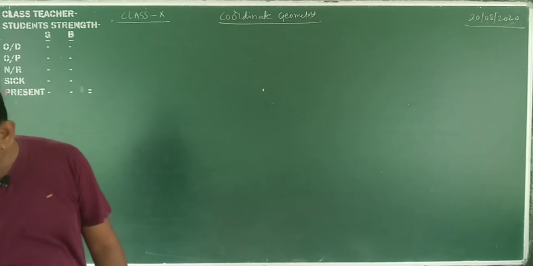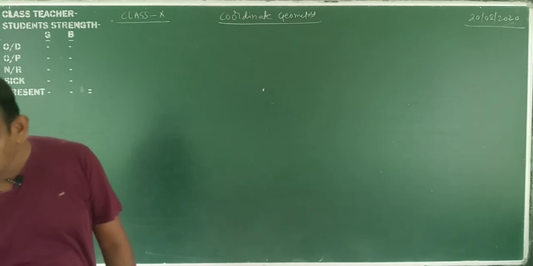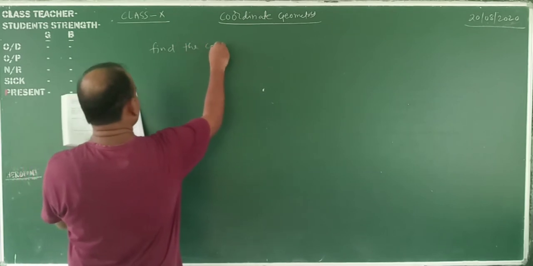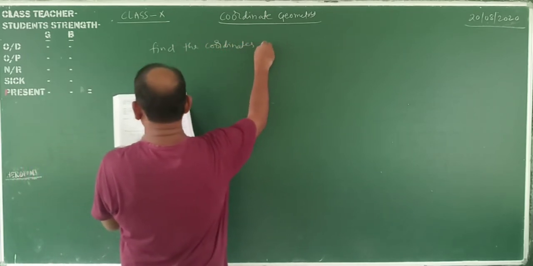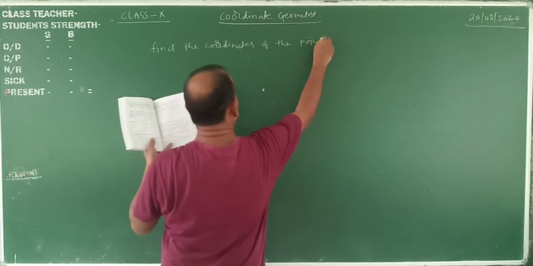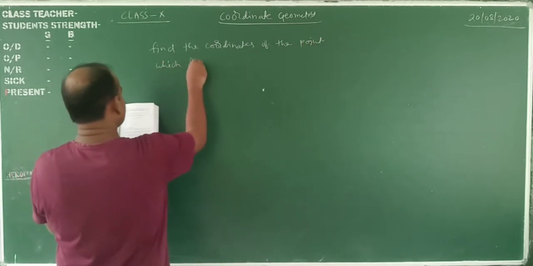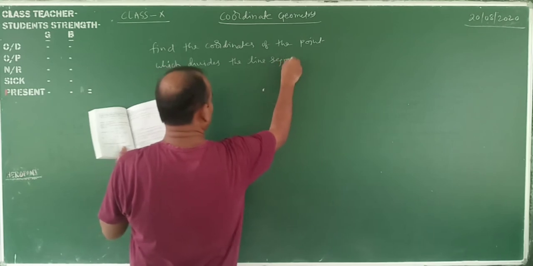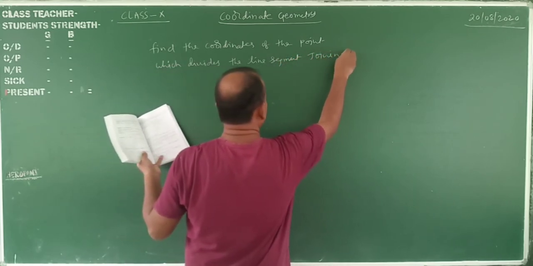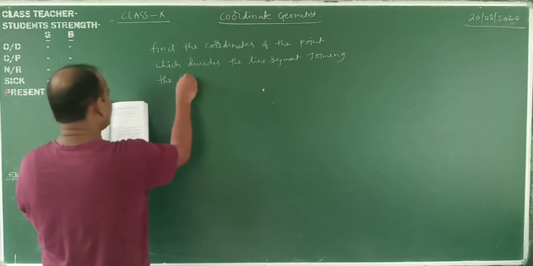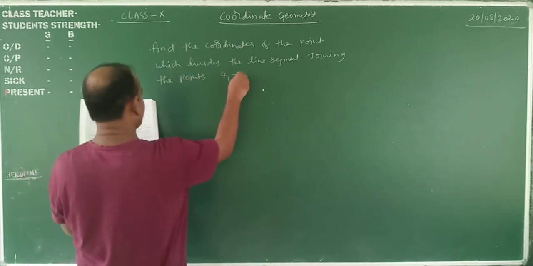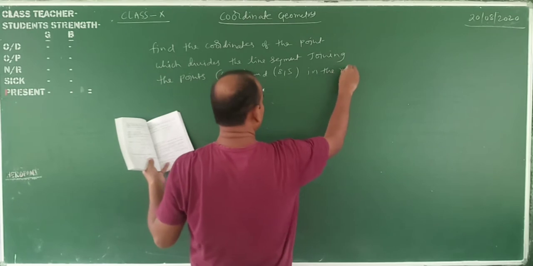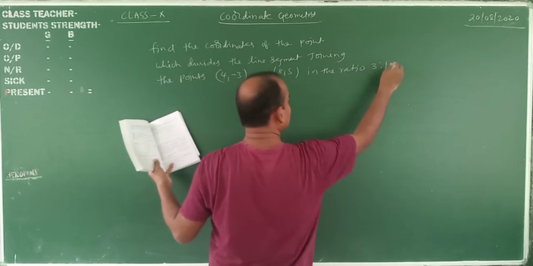Find the coordinates of the point which divides the line segment joining the points (4, -3) and (8, 5) in the ratio 3:1 internally.